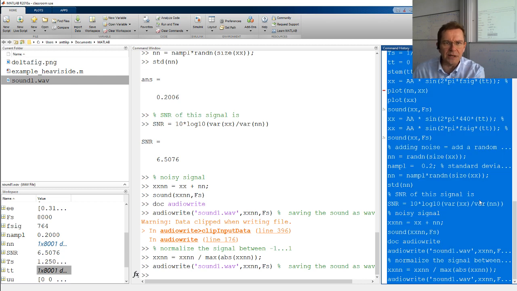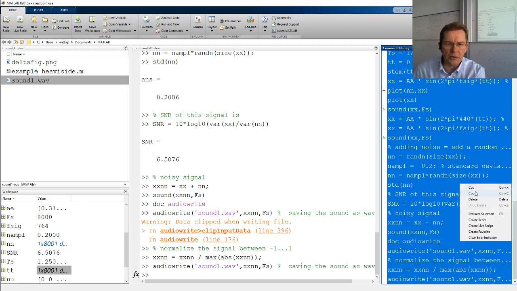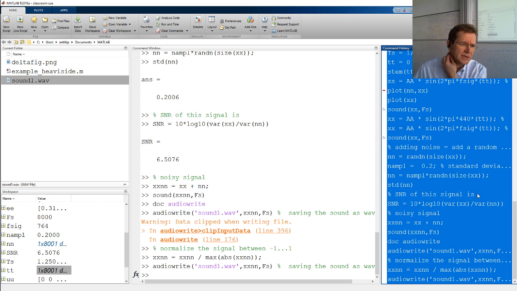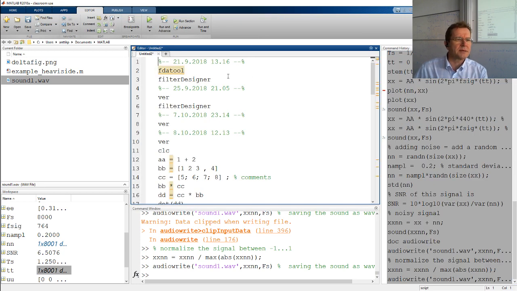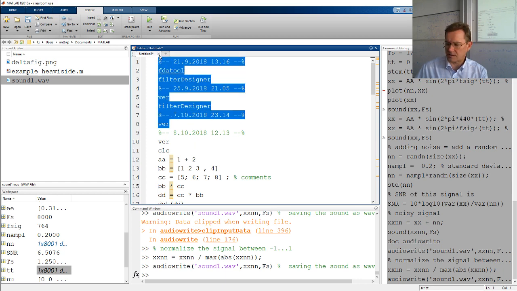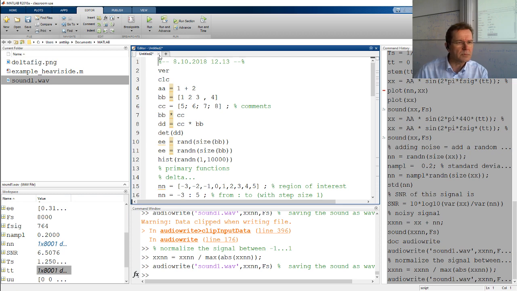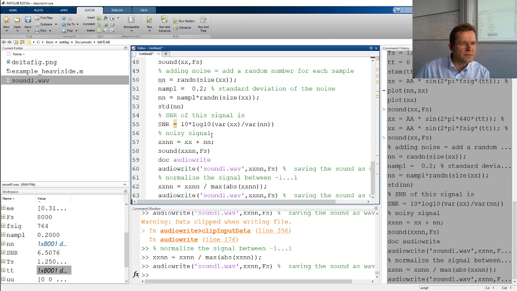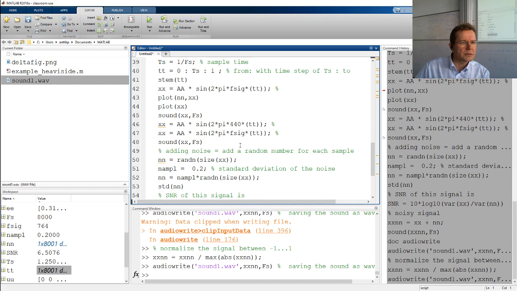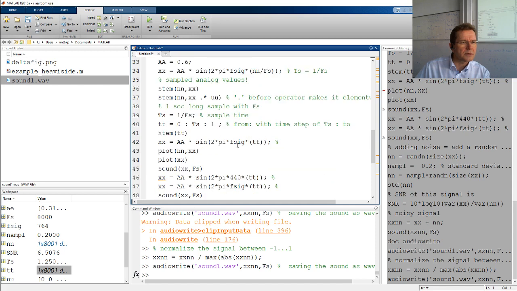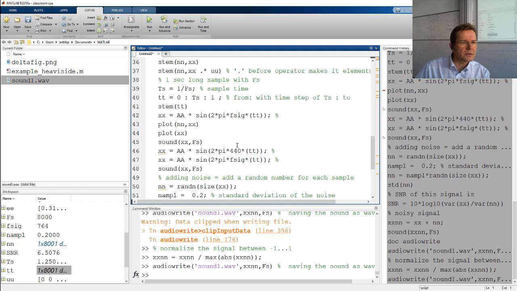And by the way, each day I will copy this command history and post it on the website. All right. That's it. I usually don't do much editing, but there.